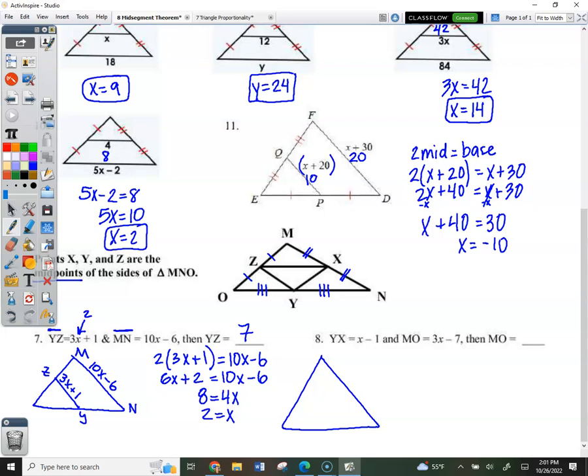All right, YX is here. MO is here. Did you get X is 5? Finish it. Make sure you're going to get X is 5. Now, if X is 5, then what's the length of MO? Make sure you've got that.